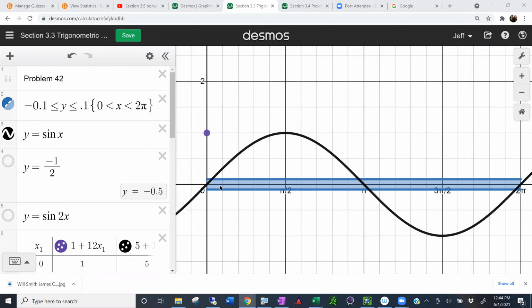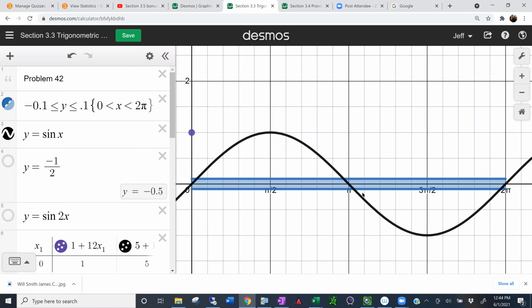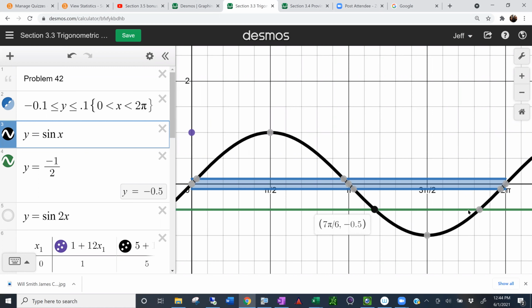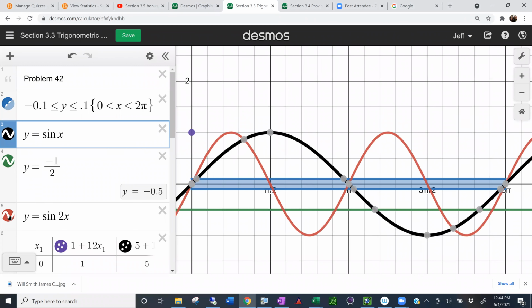Now, initially, in a lot of problems, you're just worried about a solution in the interval 0 to 2 pi. And if that was the case, you could look at the graph of y equals sine of x and say, oh, well, there's two solutions, right? 7 pi over 6 and 11 pi over 6. We found those solutions. That's great. But when you add in the graph of y equals sine of 2x, you realize that there's more than just those two solutions. So let me shut off this graph.